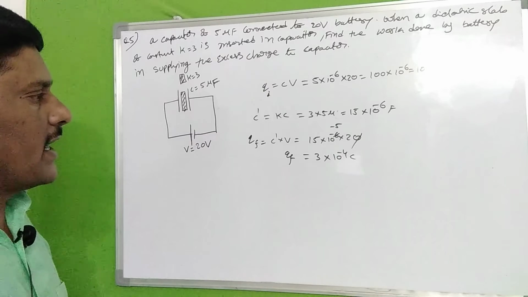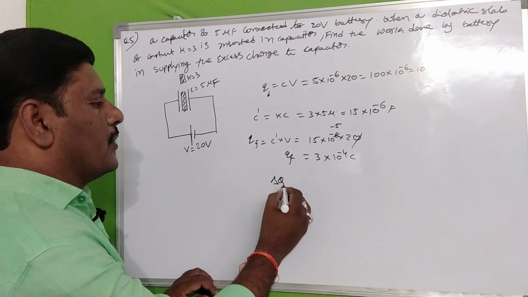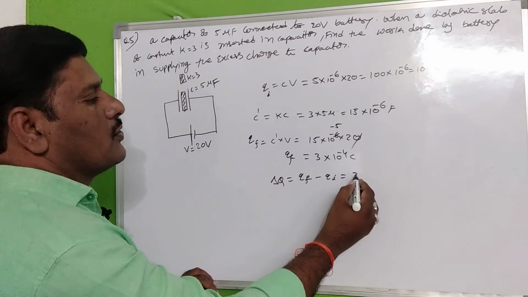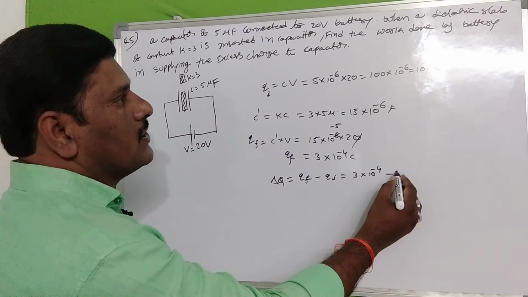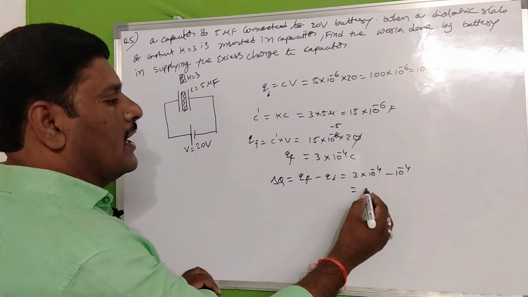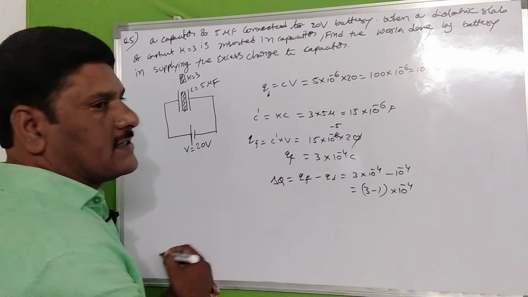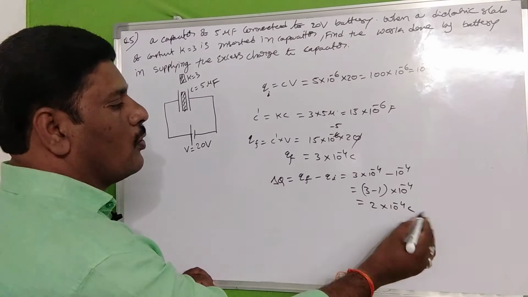Now we can write the difference between charges, delta Q, equal to final charge minus initial charge. So 3 into 10 power minus 4 minus 1 into 10 power minus 4. Here 3 minus 1, with 10 power minus 4 common. So finally 2 into 10 power minus 4 coulombs.